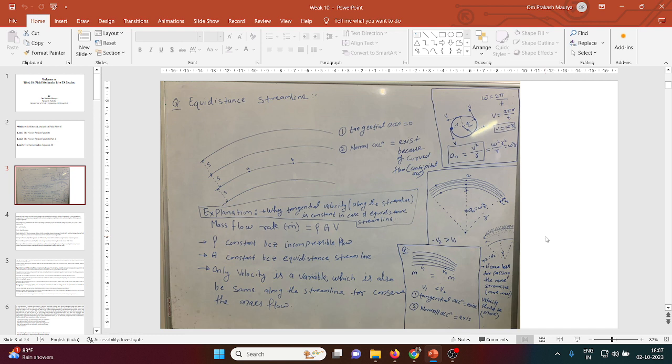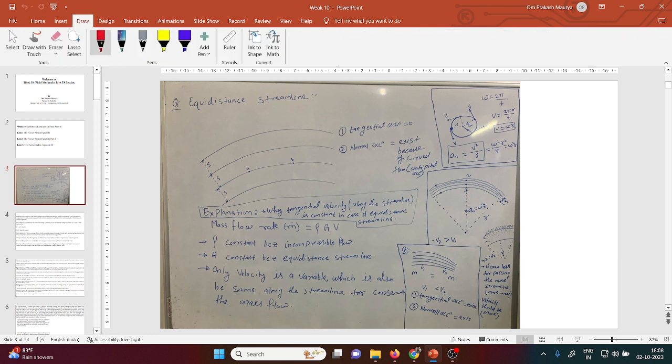Okay, so today we are going to discuss the concept of streamline. When the fluid particle is moving on a curved streamline, what will happen? We'll start from the very basics, and it is very important. So maybe this figure, let me take the pen. I think this figure is visible to all of you.